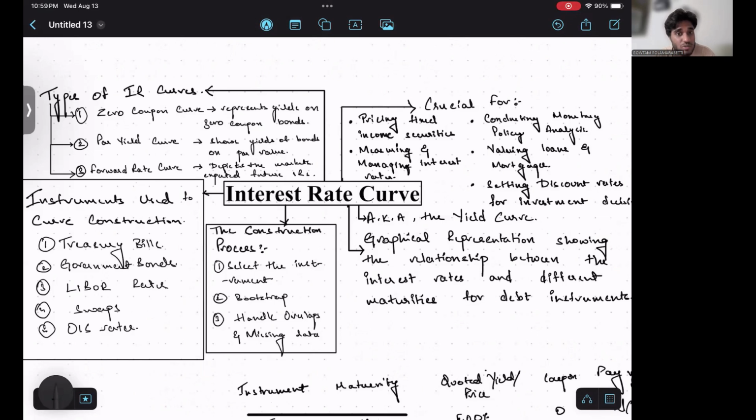So, to conclude, a yield curve is more than just a line. It's like a map of market thoughts about the future. By reading it, you can get clues about where interest rates, the economy, and even inflation might be headed.